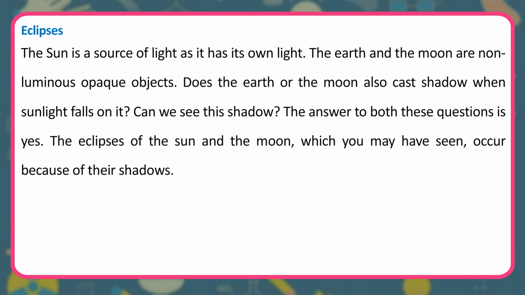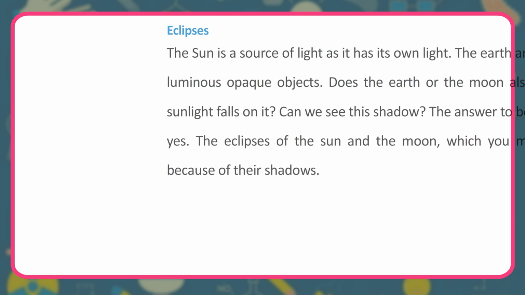Eclipses. The sun is a source of light as it has its own light. The earth and the moon are non-luminous opaque objects. Does the earth or the moon also cast shadow when sunlight falls on it? Can we see this shadow? The answer to both these questions is yes. The eclipses of the sun and the moon, which you may have seen, occur because of their shadows.